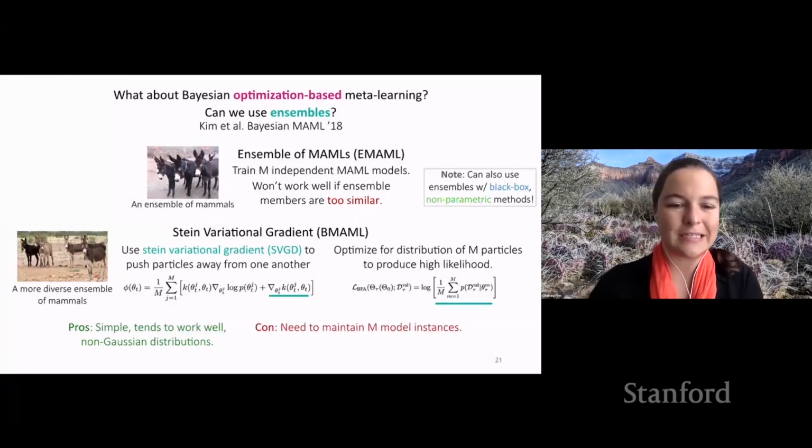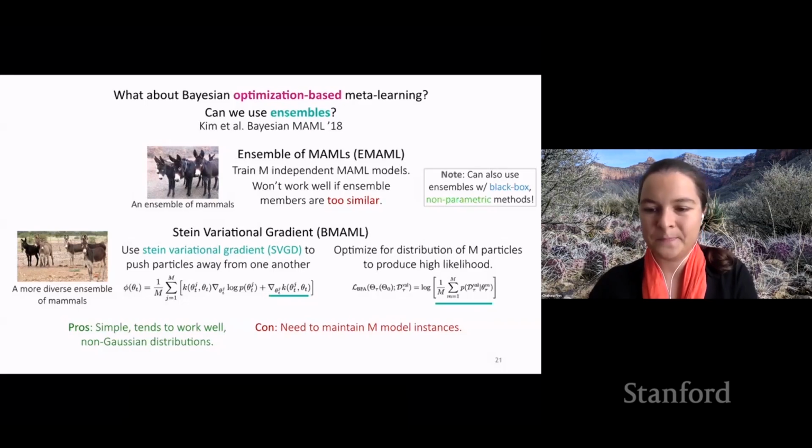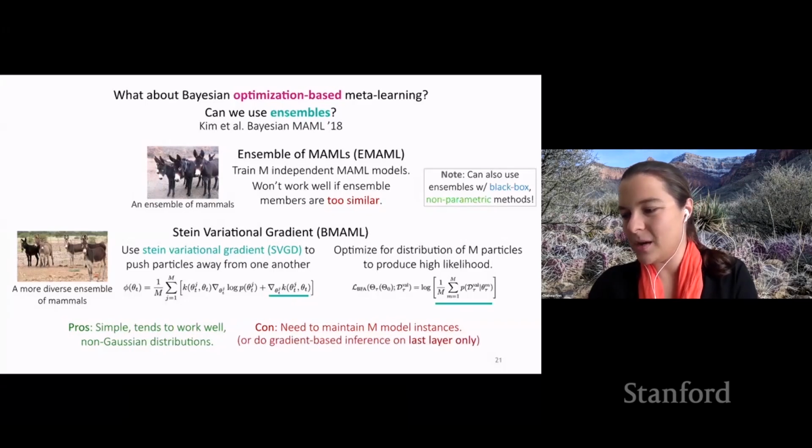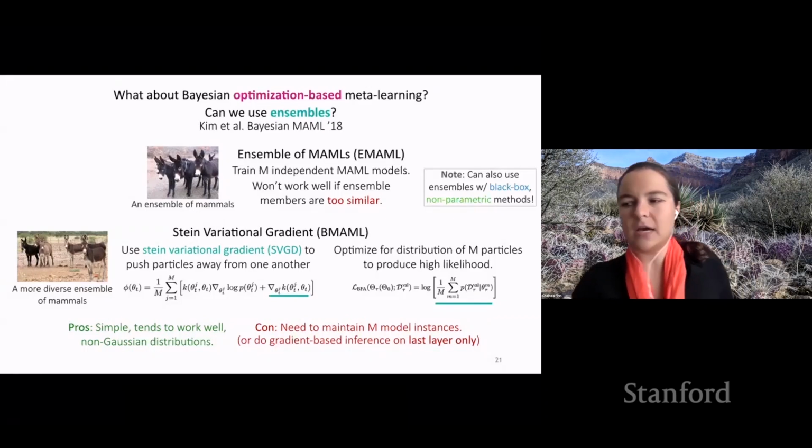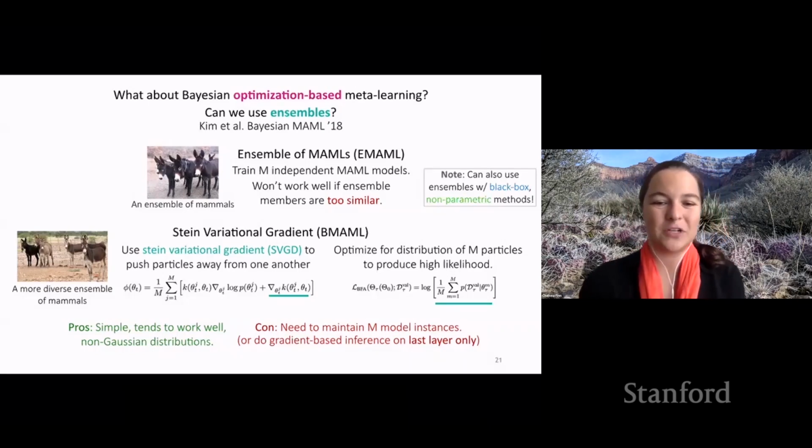The downside of this is that it tends to be pretty expensive because you have to train M different model instances, which may be a lot of computation and memory, which is exactly what was brought up in the chat. You could do this just on the last layer only, which will be a little bit cheaper. But then you only get a distribution over that last layer, which may be a little bit less expressive. There's a question in chat about how large M is. I can't remember exactly how many they used in this paper. It's common to use something like 3 to 5 so that your computation doesn't blow up too much.